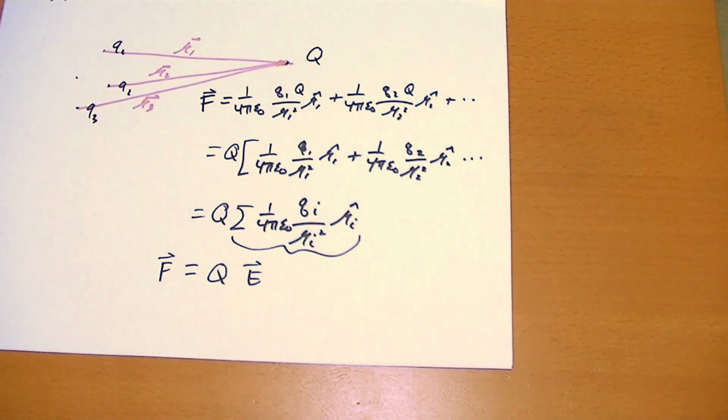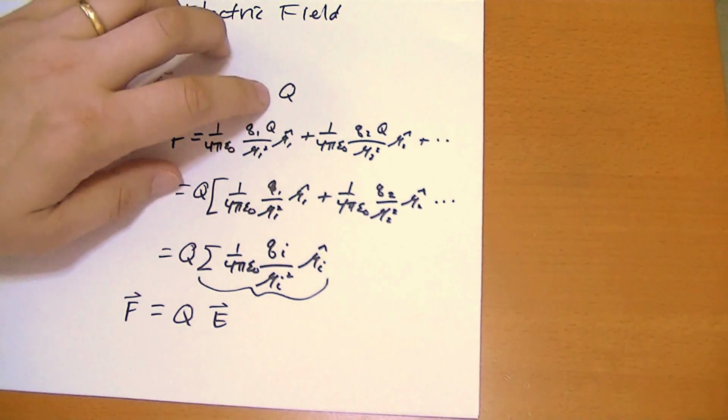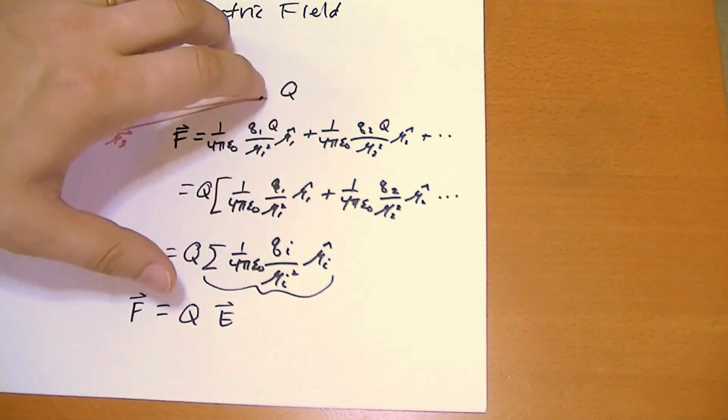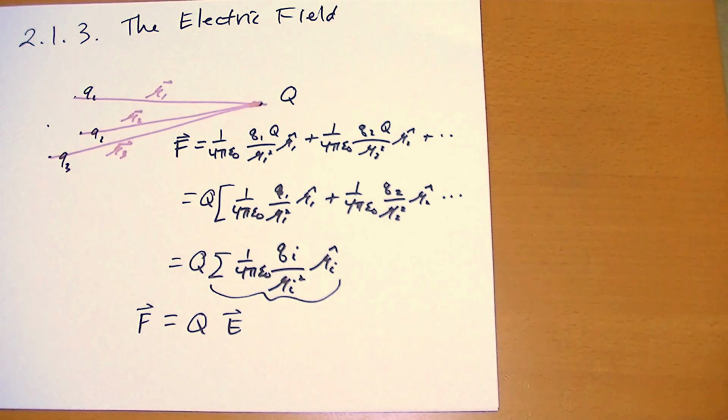It also points in the direction that a positive charge would move if it were at that position. So if the electric field points this way, then put a positive charge there, it's going to move this way. It's going to have that force that way. But if you put a negative charge there, it's going to move in the reverse direction. Its units are pretty obvious. It's force per unit charge.